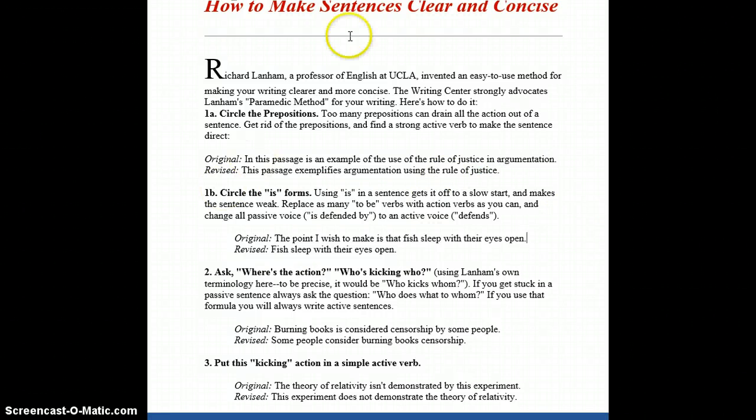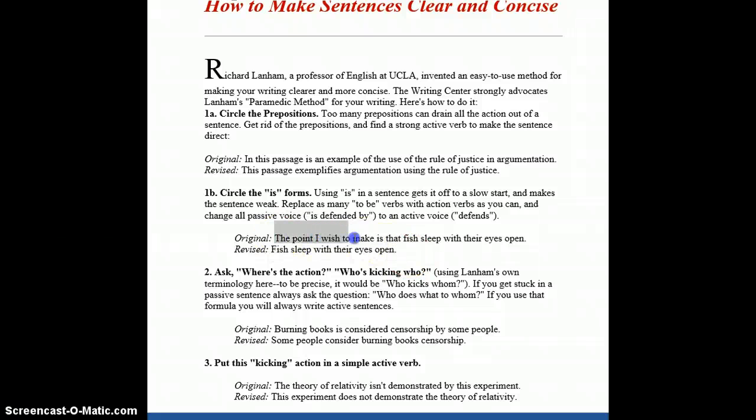When you're working to make your sentences more clear and concise, circle the is forms of all your verbs. Is just boring. Is doesn't give me any action. If I'm wanting to know what something does and you say is, I still don't know what you're talking about. So the point I wish to make is that fish sleep with their eyes open. Well, we've got more than just an is problem. We also have a wordiness problem. But take that out. Fish sleep with their eyes open.